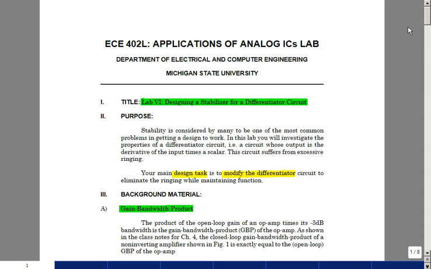This particular circuit suffers from near instability, which results in a lot of overshoot and ringing in the output. Your design task for this lab is to modify the differentiator circuit so that you can eliminate this overshoot and ringing, but still maintain the functionality of a differentiator.